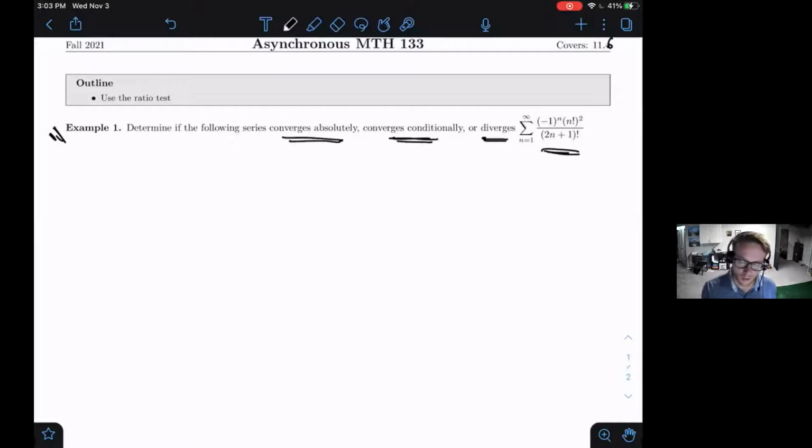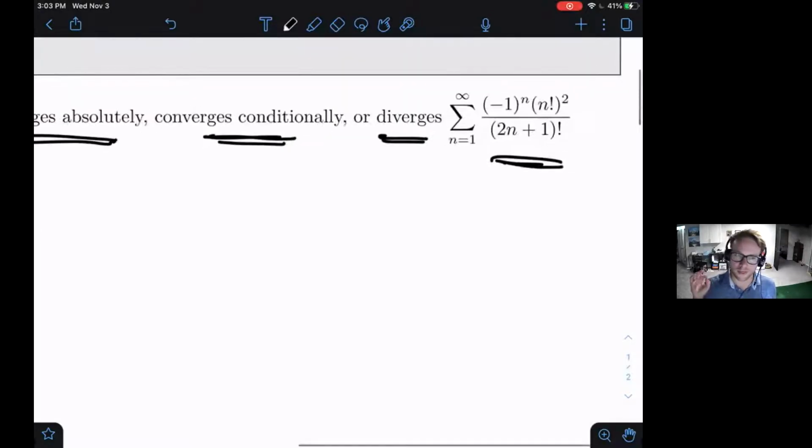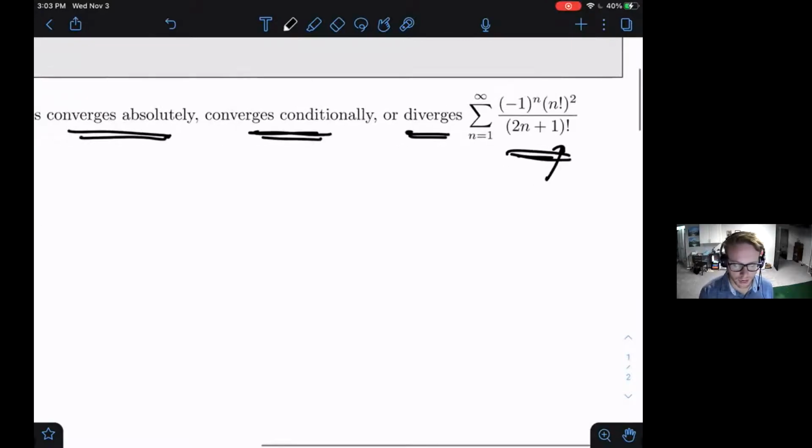Okay, so again, we would like to figure out if this converges absolutely, converges conditionally, or diverges. I'll tell you, because we have these factorials here, factorials are usually a good indicator that you want to use the ratio test. So anytime you see these factorials, my claim is that the ratio test is a pretty good idea. And so let's go ahead and try to apply the ratio test here.